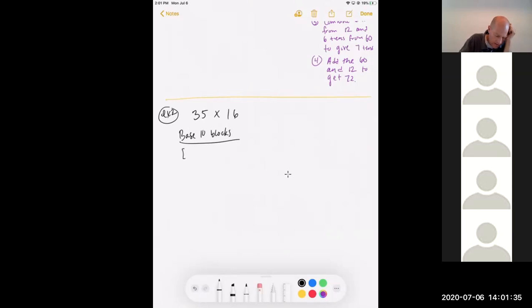Again, we'll have the same key. The block gives 1,000. The flat gives 100. The rod gives 10. The little cube gives 1. Now that's our key.